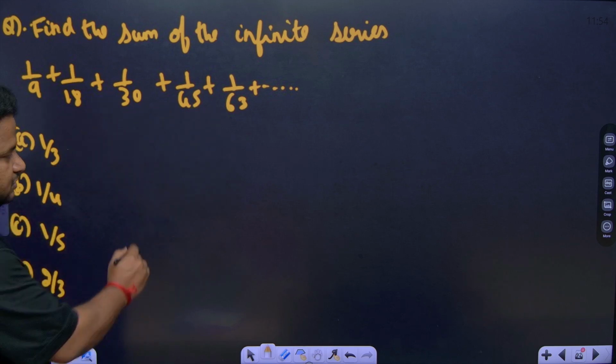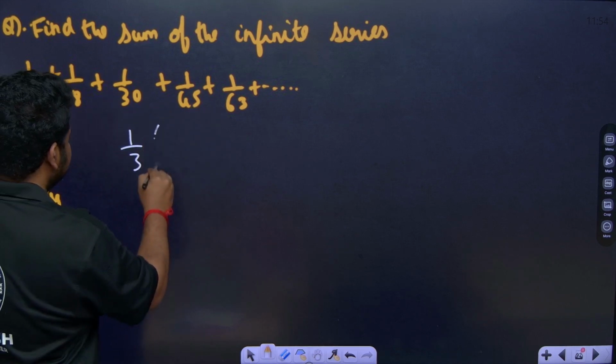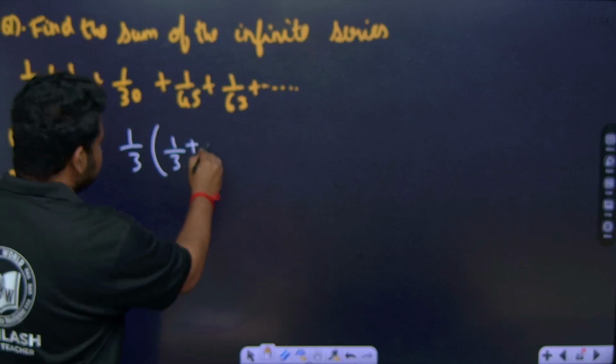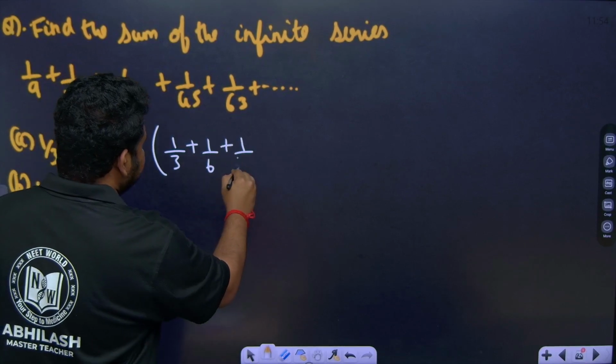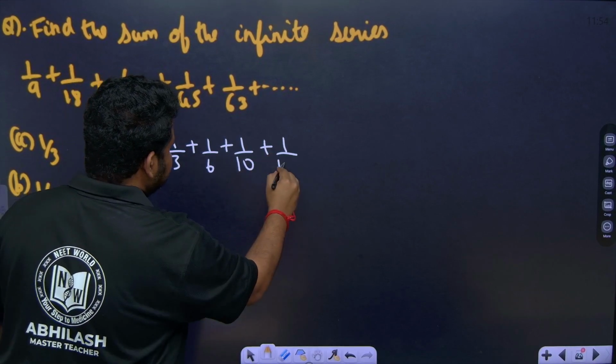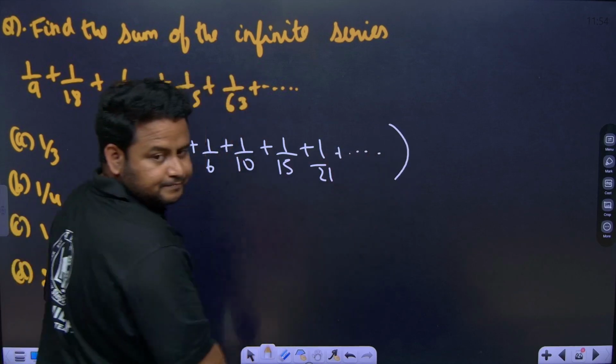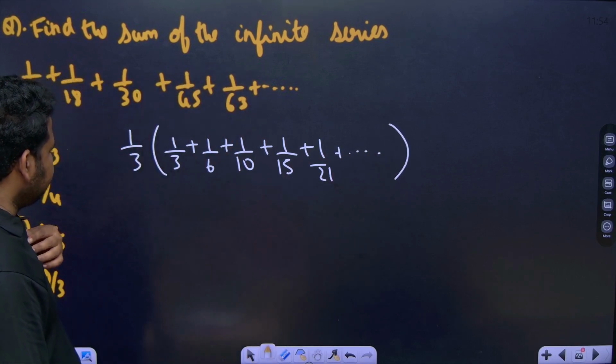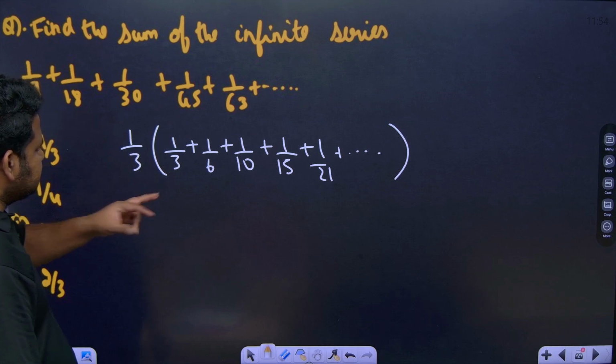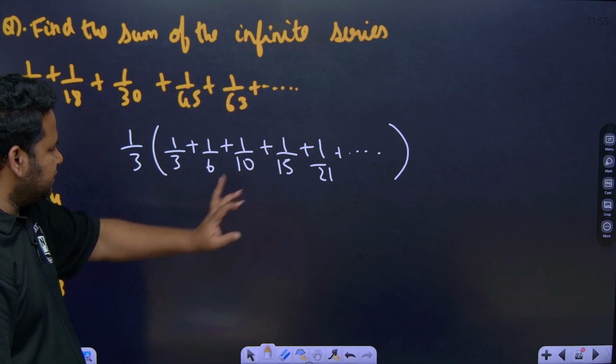I can take 3 common. So, if I take 3 common, this will become 1 by 3 into 1 by 3 plus 1 by 6 into 1 by 10 plus 1 by 15 plus 1 by 21 up to infinity. Okay. Now, I got 1 by 3. Now, here we have 1 by 3, 6, 10, 15, 21.